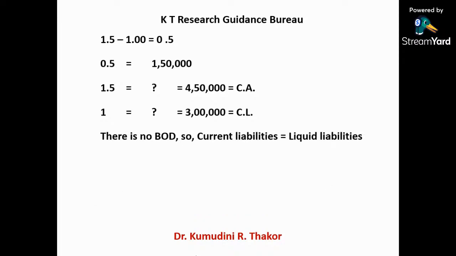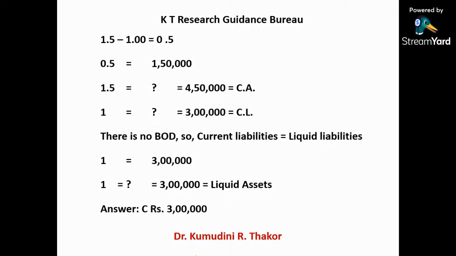And there is no bank overdraft. So current assets is equal to current liabilities. So 1 is equal to 3 lakhs. So your liabilities are also 3 lakhs. So your answer is C, 3 lakhs.